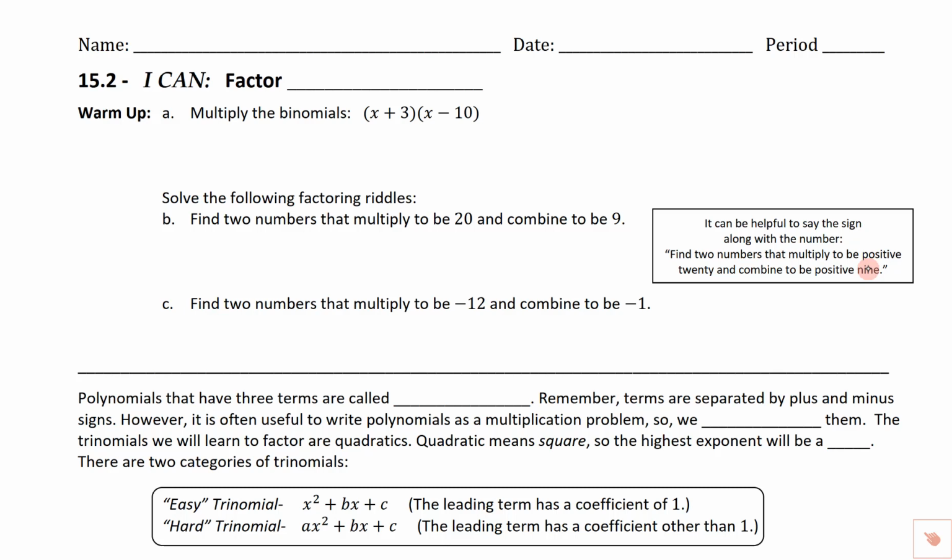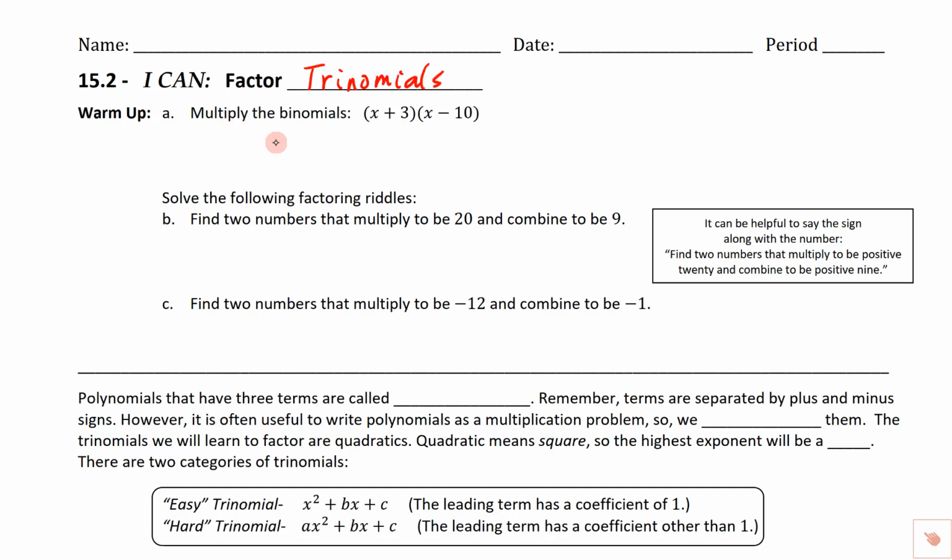We're going to continue to learn how to factor, and today in 15.2, the I can statement is I can factor trinomials. So write the word trinomials. So factoring trinomials. Now hopefully you remember a trinomial is a polynomial that has three terms. That's why it's got the word tri in there.